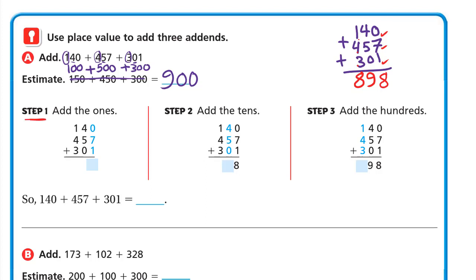Okay, let's see if we did it step by step, it will be the same. 0 plus 7 is 7 plus 1 is 8. Step number 2, add the tens. 4 plus 5 plus 0. 4 plus 5 is 9 plus 0 is 9. And the hundreds, 1 plus 4 plus 3. 1 plus 4 is 5 plus 3 is 8. So 898. So our sum is 898. Okay, so it's enough, guys. You do this in 1 step.